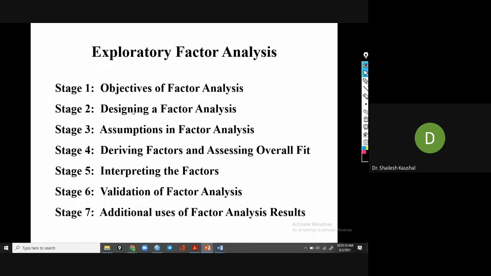We can apply the independent t-test for these factors. We can use analysis of variance. We can use these factors in multiple regression analysis also. So the purpose of factor analysis is to reduce the large number of questions and then summarize. After conducting the exploratory factor analysis, we can further use these variables in dependence techniques, and we can apply many dependence techniques.